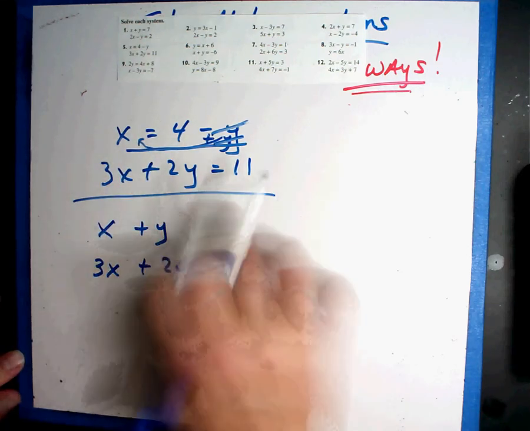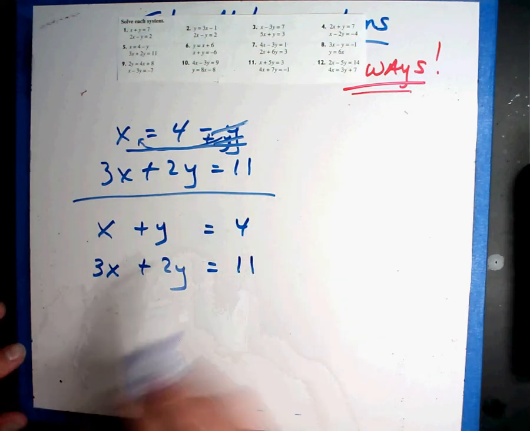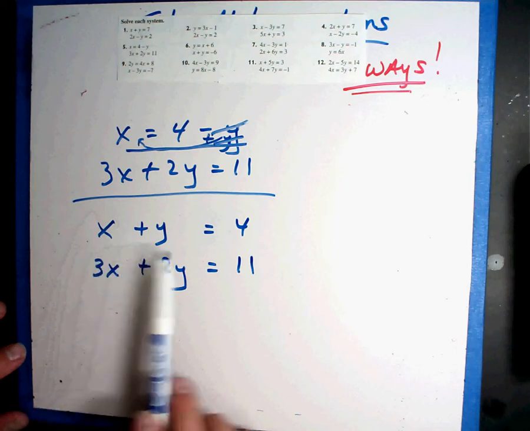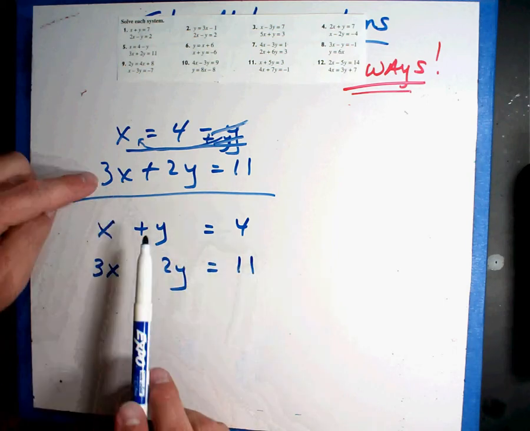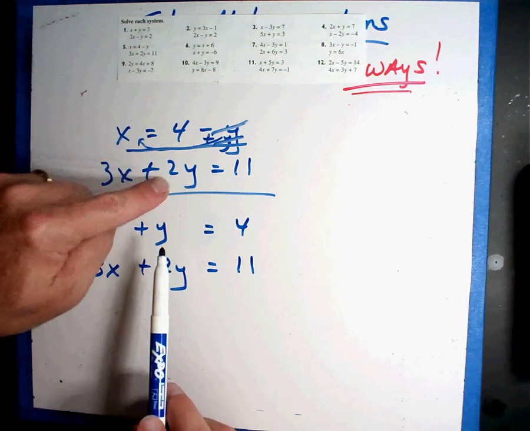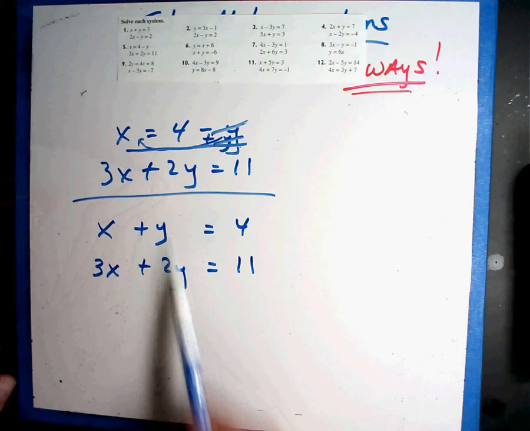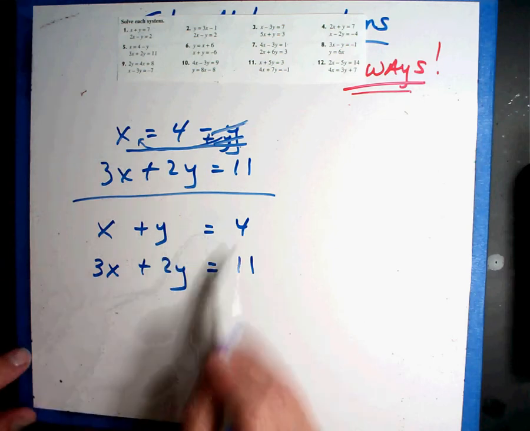Let's slide that over a little bit. x plus y equals 4, and 3x plus 2y equals 11. So let me say that one more time. It's x plus y equals a number. The x's were on top of each other like that. That's great. The y was on the left here and on the right here. So I moved it back over here so they would be on top of each other. Okay, and then I've got two numbers.